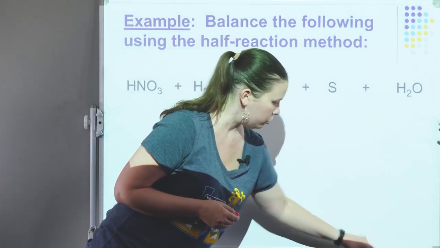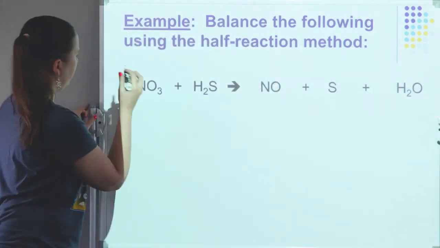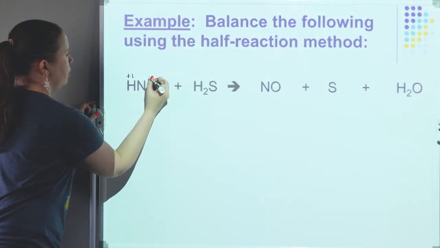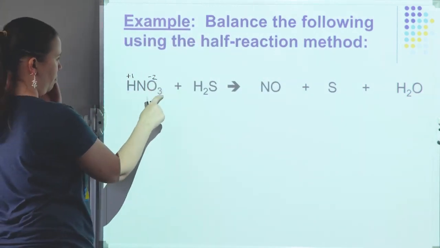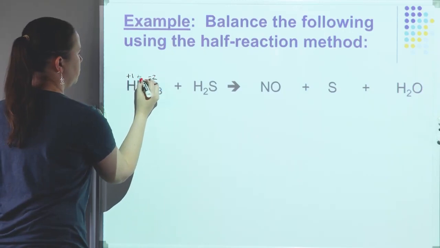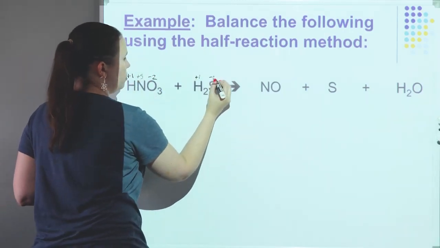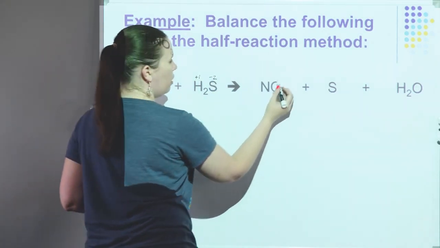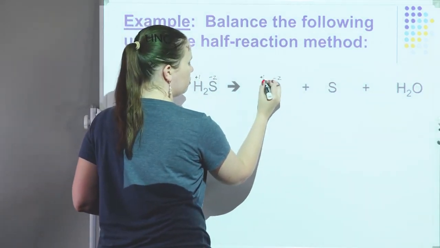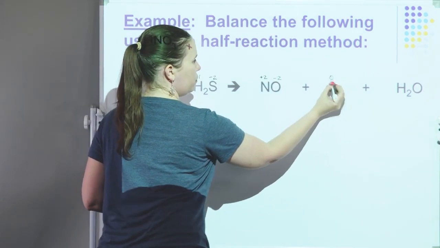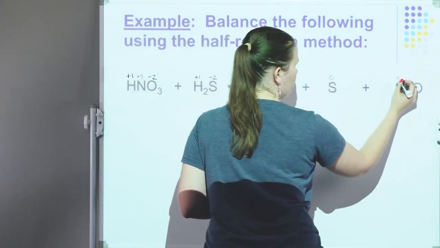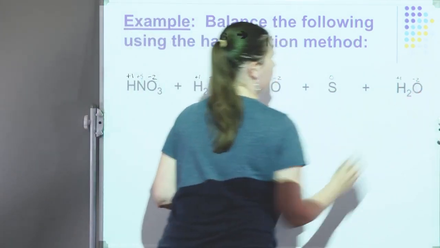Again with oxidation numbers first. So here I have hydrogen of +1 and oxygen of -2. So I have a -6 and a +1. I'm going to need a +5 on that nitrogen. Hydrogen +1, sulfur -2 then. Oxygen's -2, so the nitrogen will be +2 by itself. So we've got a 0, and then +1 and -2.